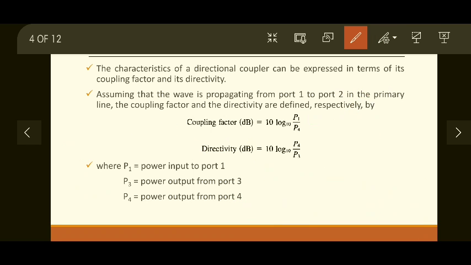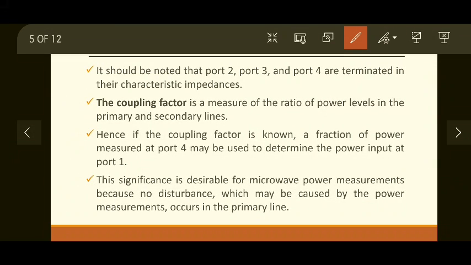Okay, so let's see. It should be noted that ports 2, 3, 4 are terminated in characteristic impedances, so there are no reflections because maximum power will transfer. So the coupling factor is a measure of the ratio of power levels in the primary and secondary lines, how much is input to the primary and how much is available in the secondary. Hence, if the coupling factor is known, a fraction of power measured at port 4 may be used to determine the input power. So from that sampling we can calculate how much incident power was at port 1.